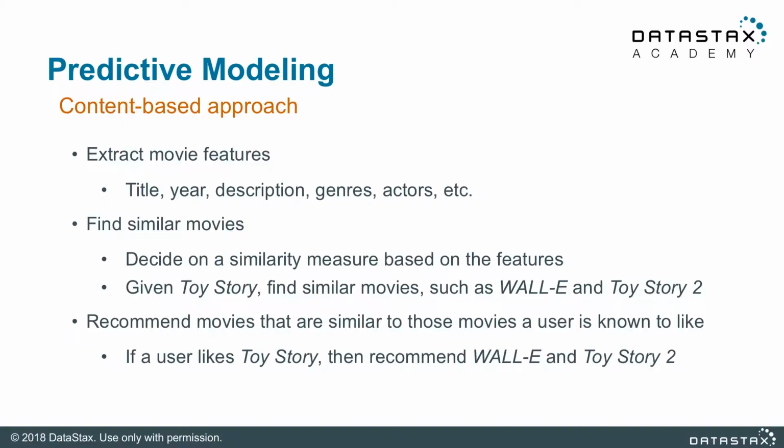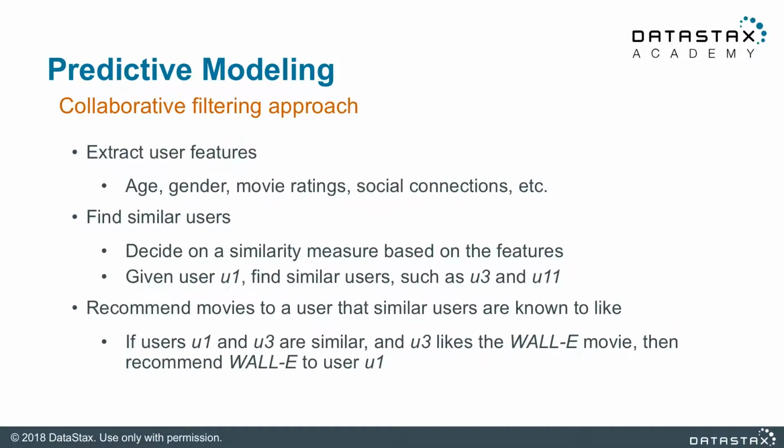Here we discuss the steps we might take for a content-based predictive modeling approach. As you can see, this approach is pretty straightforward. We start by extracting movie features such as year, genre, and actors, and then use those features to find similar movies. This is all motivated by the hypothesis that users will enjoy movies similar to those that they have enjoyed in the past. So we recommend movies that are similar to the movies a user has been known to like.